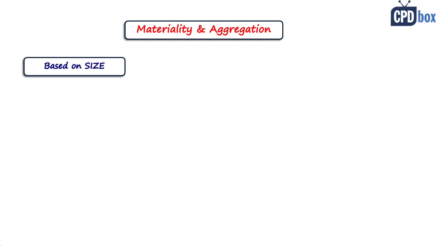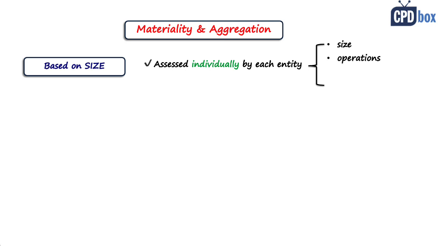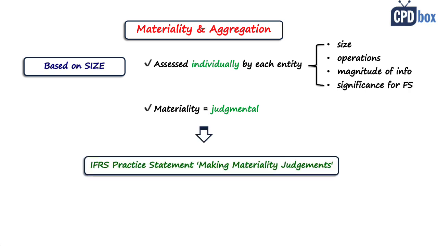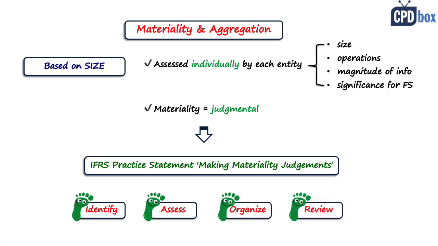So, materiality is something that must be assessed by each company individually. The reason is that it depends on the company's size, nature of operations, magnitude of individual information, and its significance for financial statements, etc. And let me say that yes, materiality is very judgmental and each entity must determine it. So there is no exact and explicit process or calculation of setting the materiality. But in September 2017, the IFRS Foundation issued the IFRS Practice Statement number 2, titled Making Materiality Judgments. And this is a document that describes the process of setting your materiality levels. It has 4 steps: identify, assess, organize, and review. And you can actually download the full practice statement for free at ifrs.org.